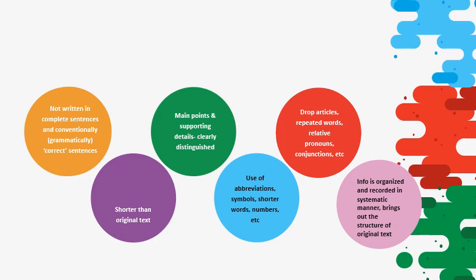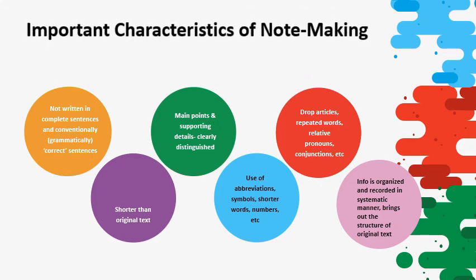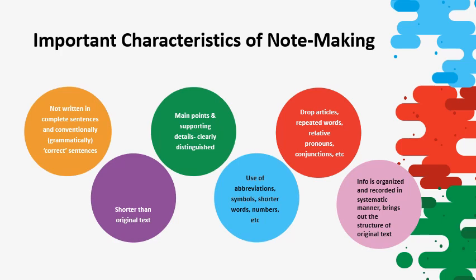The second is shorter than the original text. So our notes should always be shorter than the original text. Preferably, it should be 1/3 of the text. Main points and supporting details clearly distinguished. This can be done by following the indented format, where the main points are written in a particular format and the subpoints are written in another format.